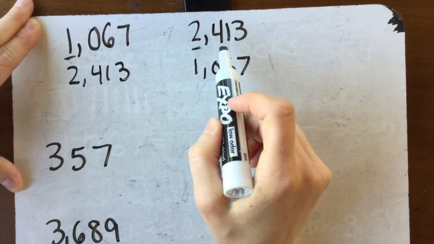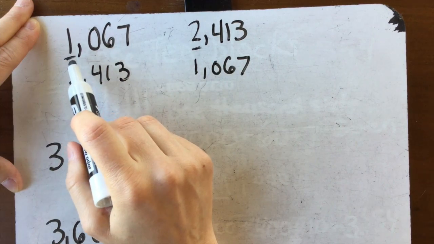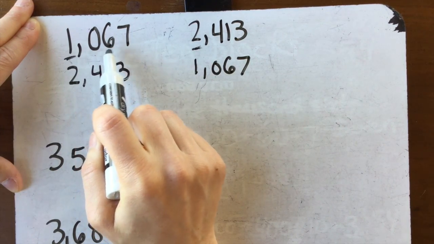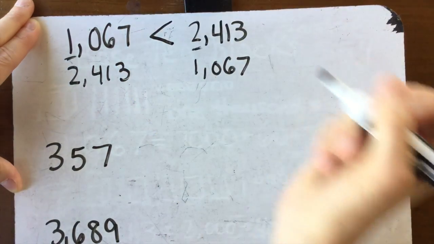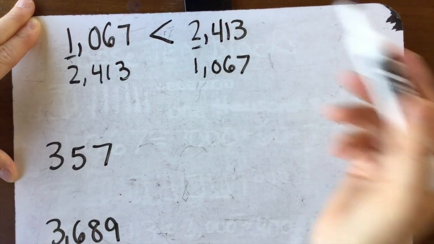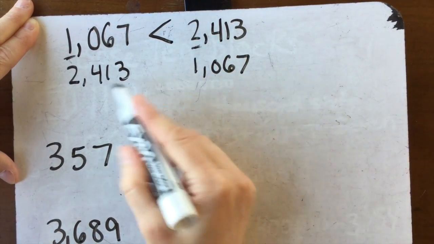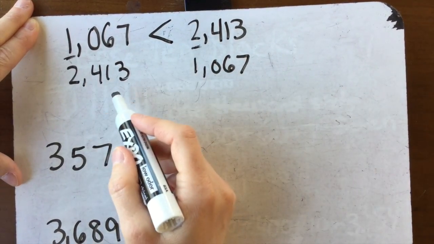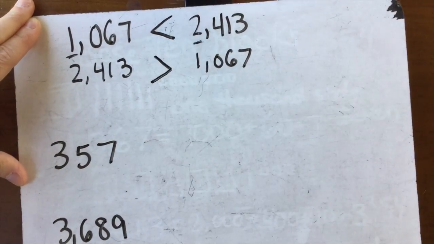So 2,413 is going to be bigger or greater than 1,067. So our little sign is going to go that way. I like to remember it as the alligator likes to eat the bigger number. So if you put them in the opposite direction, then you would have your sign going in the opposite direction.